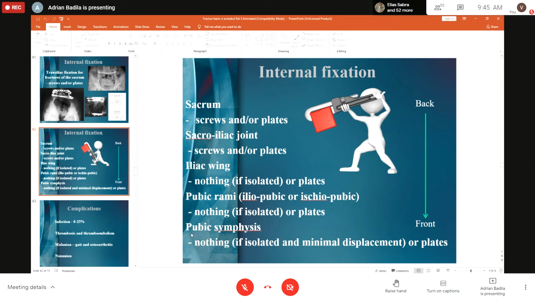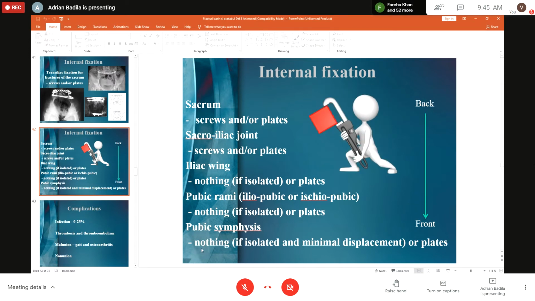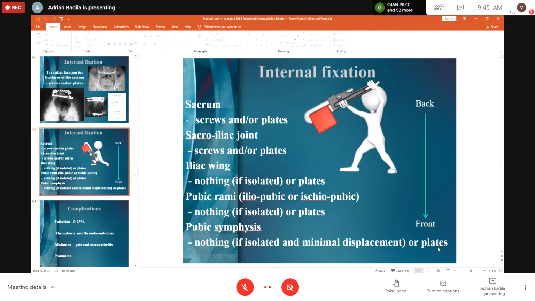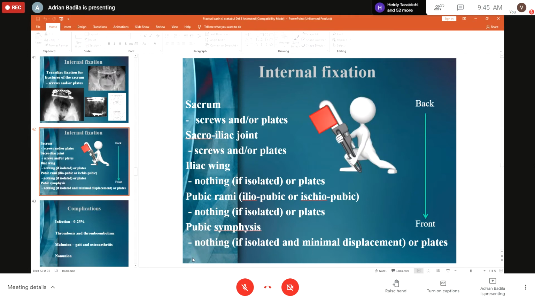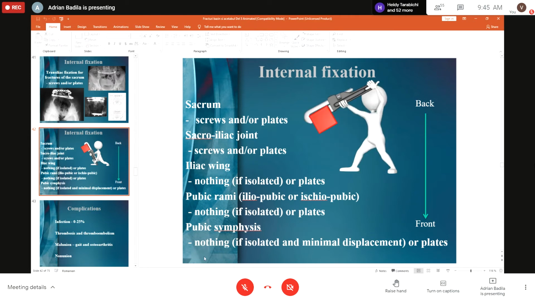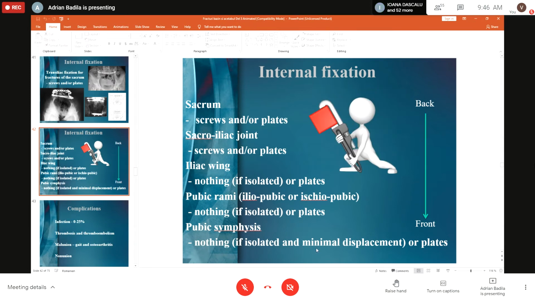If we have a dislocation of the pubic symphysis, we can use a plate if this displacement is a great one, or if it is associated with other fractures. But this dislocation can be treated orthopedically if it is isolated or if it has a minimal displacement.